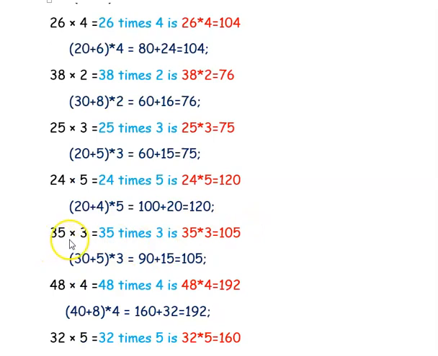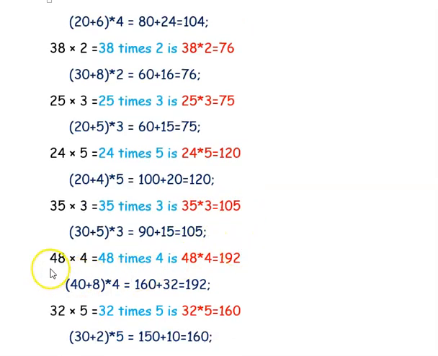The next number is 35 into 3. So 35 can be written as 30 plus 5 into 3. 30 into 3 is 90 plus 5 into 3 is 15. So 90 plus 15 is 105. Thus 35 into 3 is 105.